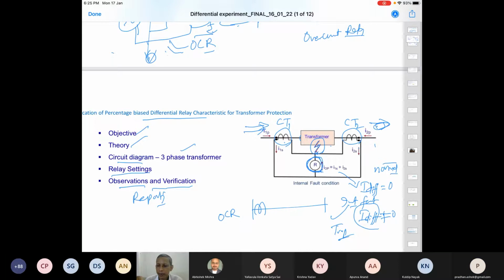So what are CT1 and CT2? There are two CTs, current transformers, connected to the transformer for this purpose, on both sides for each phase. Let us say phase A. This is.